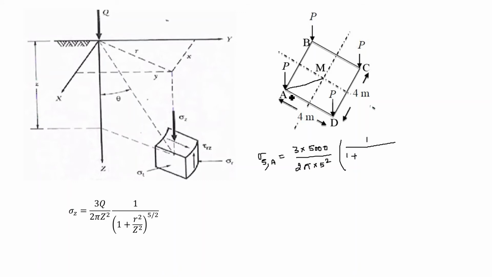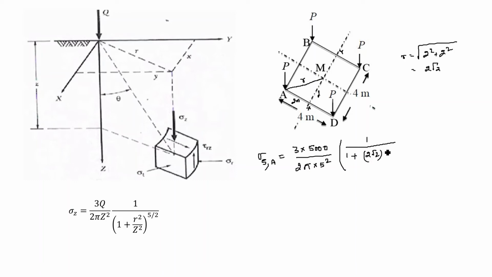So, the radial distance can be calculated here. Since AD is 4 meters, suppose this is X and this is Y. Since AD is 4 meters, AX will be 2 meter. Similarly, XY is here 4 meters, so XM will be 2 meter. So, AM, that is r, will be the square root of 2 square plus 2 square. So, it will be 2 root 2. Here r comes as 2 root 2.